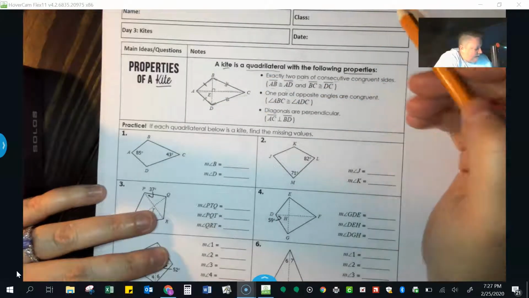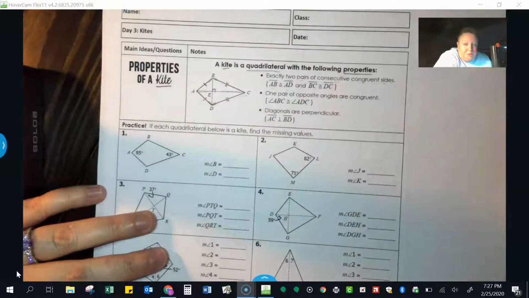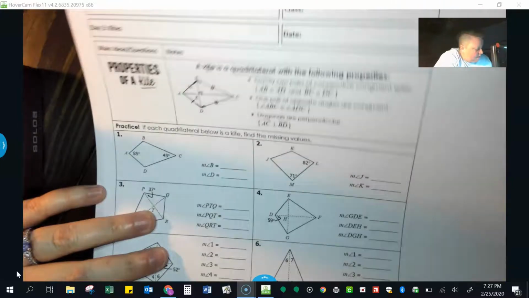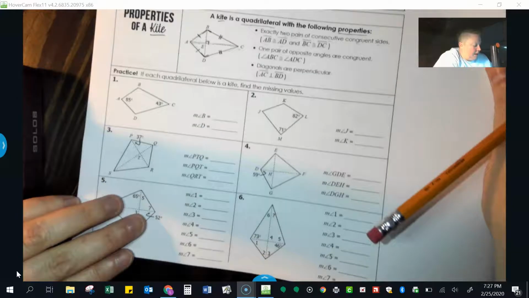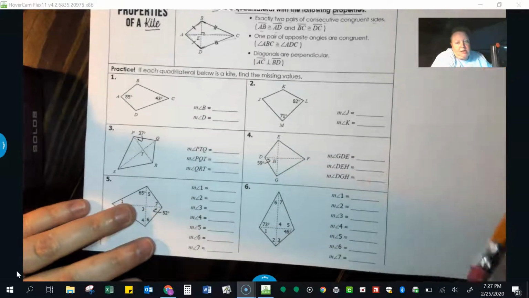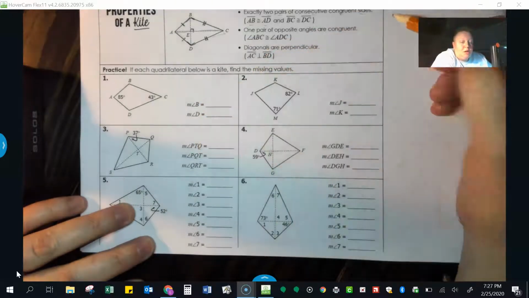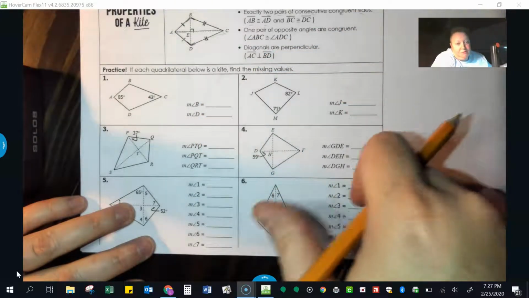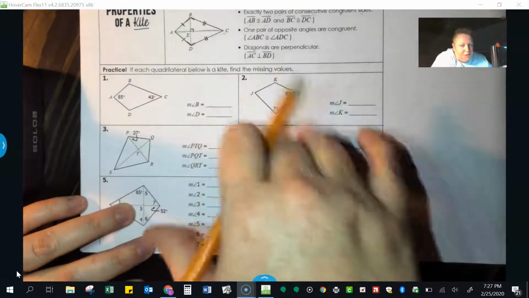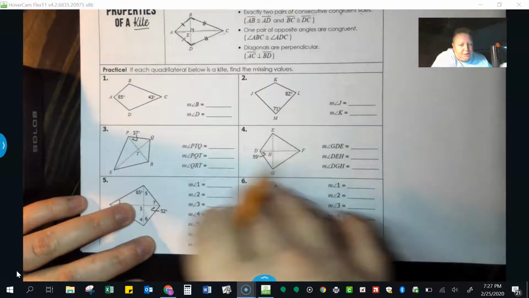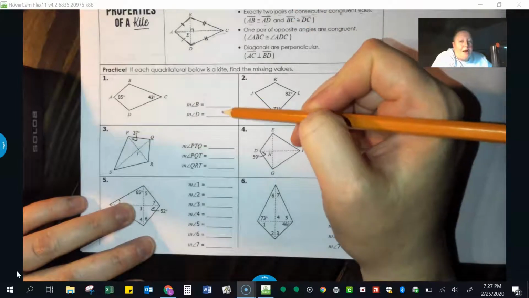Alright? And the diagonals are perpendicular. That means they intersect to form a 90-degree angle. Alright? So I'm going to do a couple of these example problems with you. I want to point out that when you're doing these problems, only look for what they're asking you for. Usually when I give you guys worksheets, with figures like this, you can find all the missing pieces of information. This worksheet's a little different. We're just going to stick with only looking for what they're asking us for.